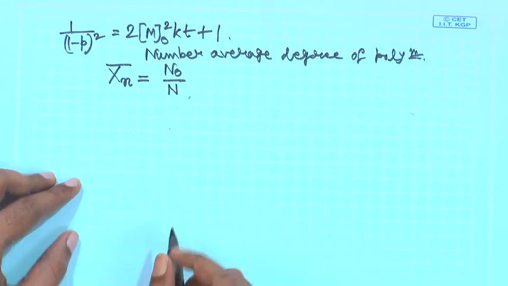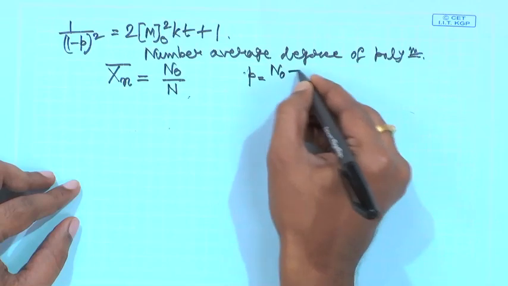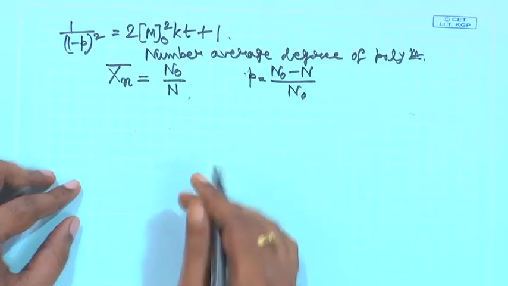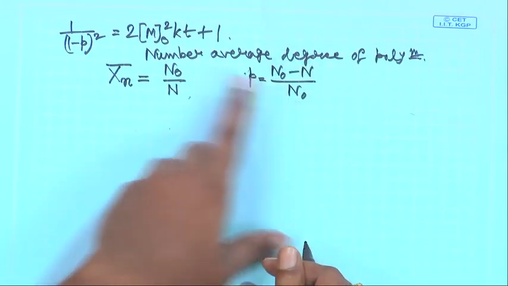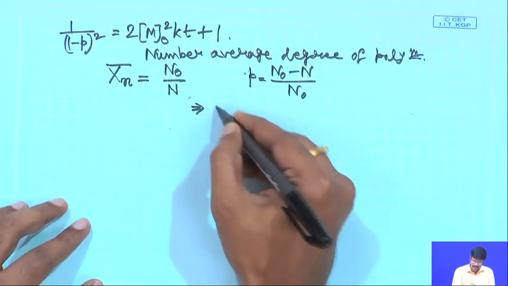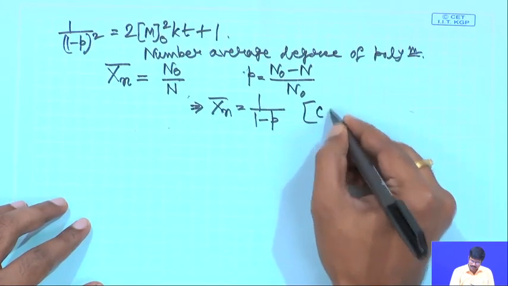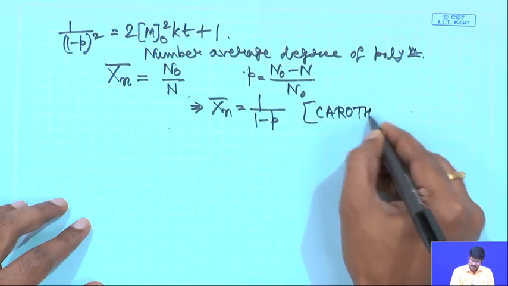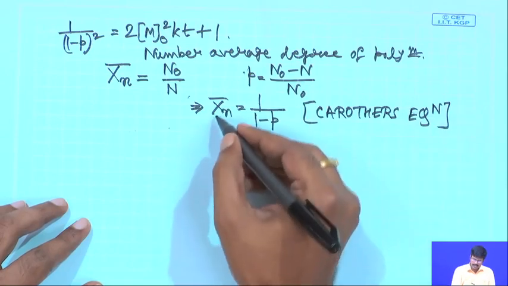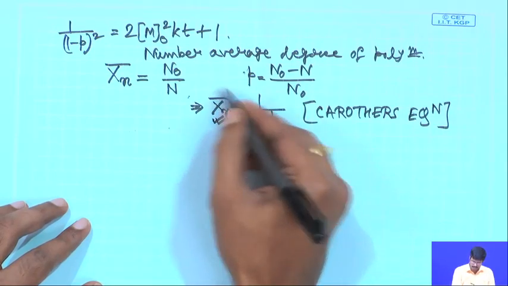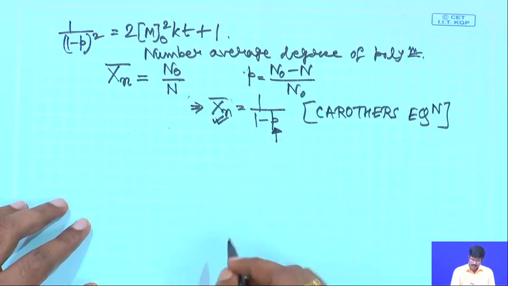Now, P is related to N and N0 by (N0 minus N) by N0, because this is the extent of reaction. If you replace that here, what you will get is that your Xn becomes equal to 1 divided by 1 minus P, which is nothing but the Carothers equation that relates the number average degree of polymerization with the extent of reaction.